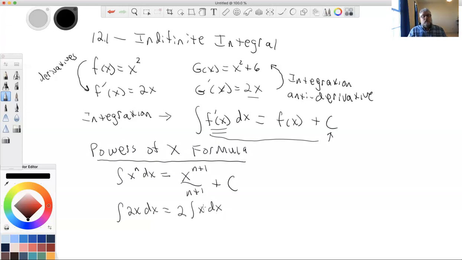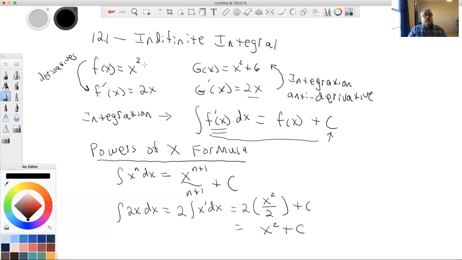So let's see, the rule says this is x to the first power. So the rule says x to the n plus 1 over n plus 1, and n is equal to 1 right here. So this would equal x to the n plus 1 over n plus 1. Oh, look at that. The 2's cancel and we get x squared plus c. Wow, this is our f of x again, or our g of x. Notice we don't know which one because we have this constant.